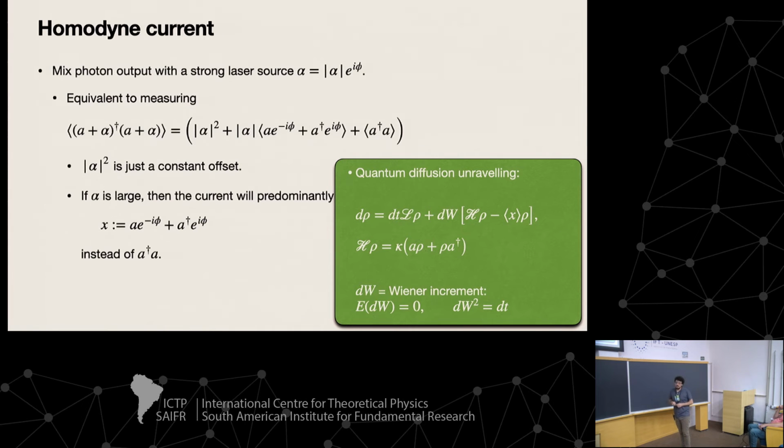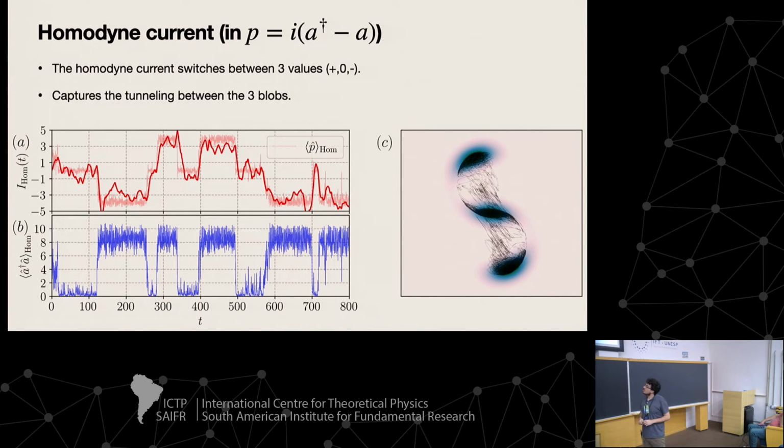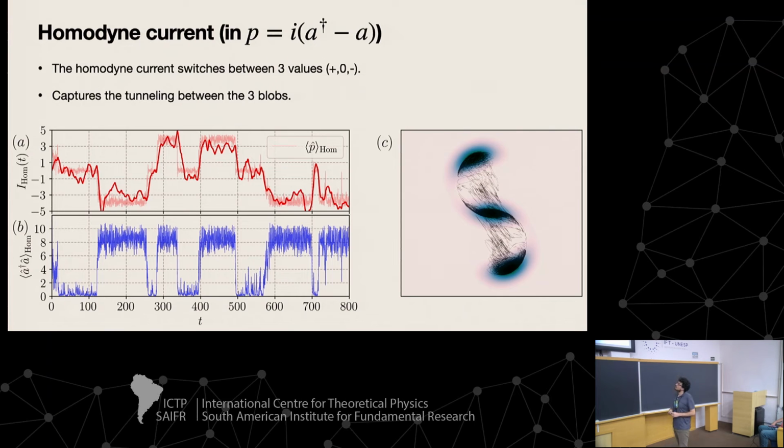Just as a quick parenthesis, the way we simulate this is called the quantum diffusion unraveling. Essentially, you get your quantum master equation, and you append something to it. You make it into a multiplicative noise Langevin equation by adding some Wiener increments. And this is the way that this is simulated. There are, of course, proper arguments as to why this is the correct model. Yeah, OK, so this is what we get.